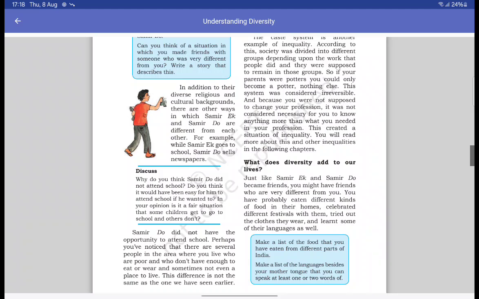Let's say you were a doctor, your son would be a doctor, his son would be a doctor, and then his son would be a doctor, and your family is just fed up of being a doctor all the time. And you wanted to switch to some other profession. Maybe you want to be a civil servant. Maybe you want to be an engineer. Maybe you want to be a businessman.